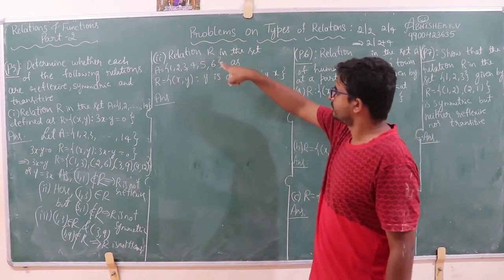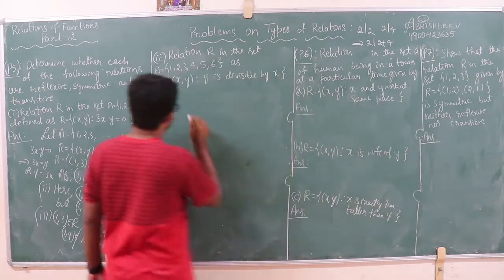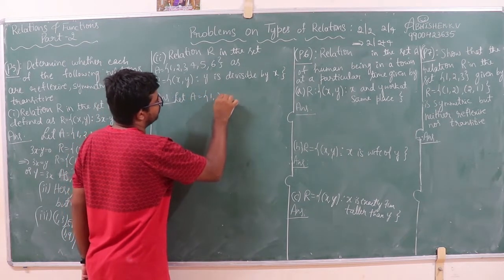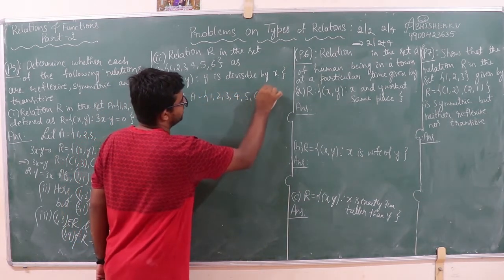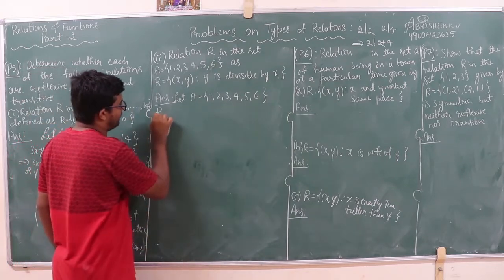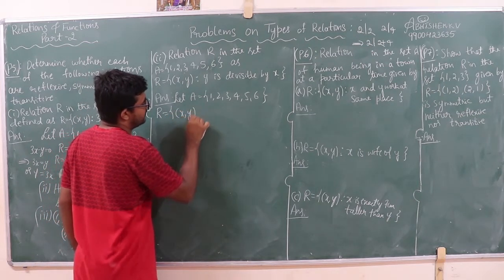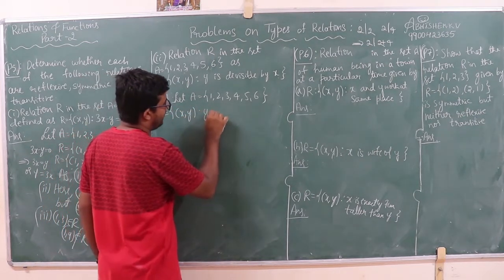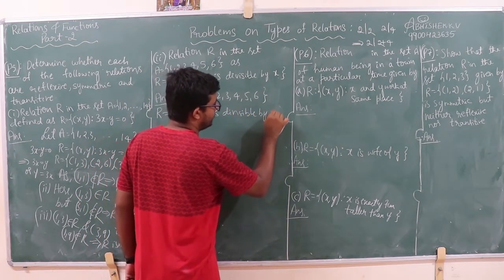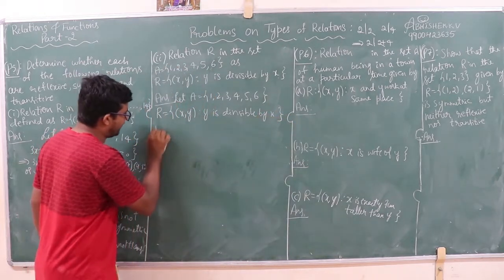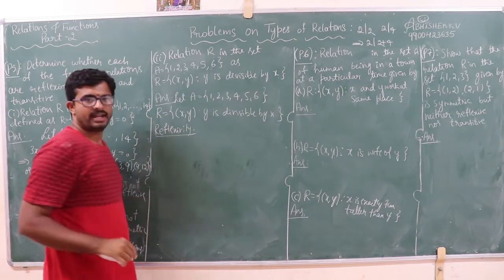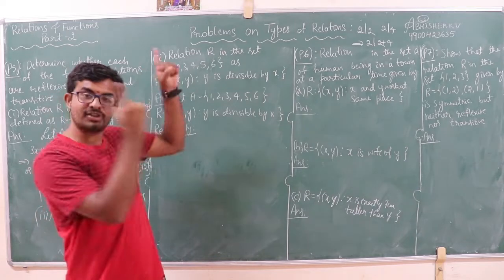Relation R in the set A. What is the set here? Let A be equal to 1, 2, 3, 4, 5, 6. It contains the natural numbers from 1 to 6. Define the relation R as the set of ordered pairs (x, y) such that y is divisible by x. For reflexivity, see, a should be related to a for all a belonging to the given set A.